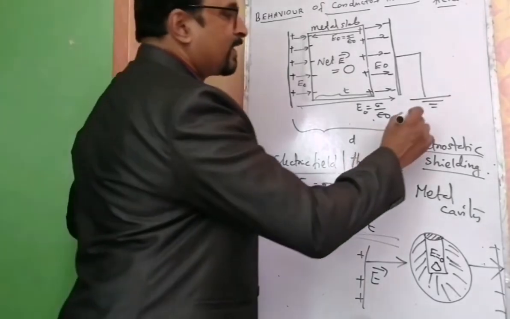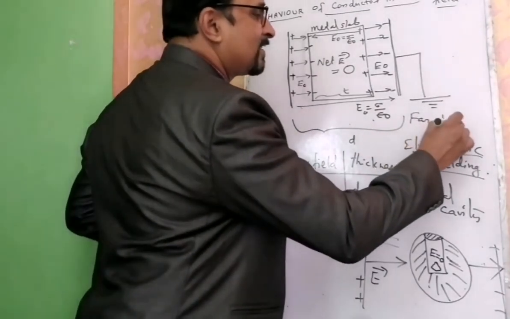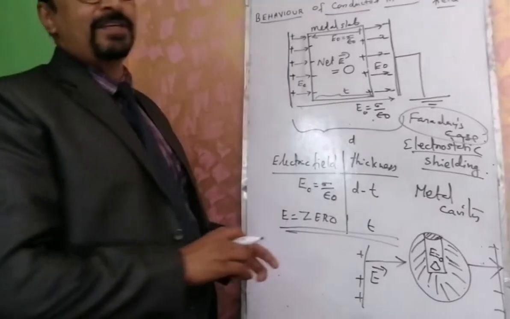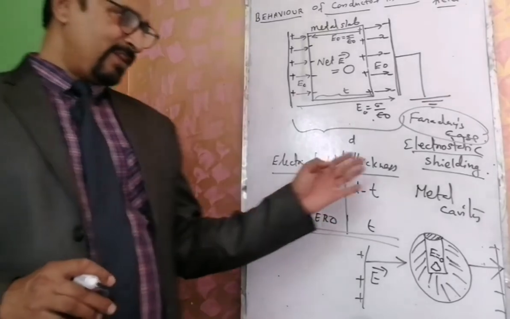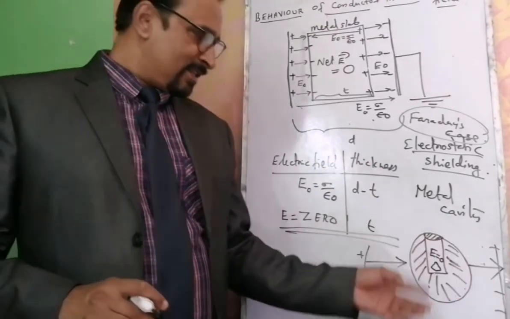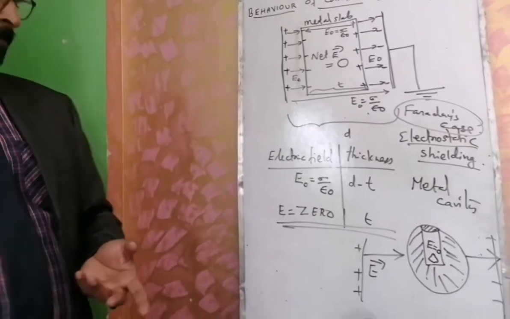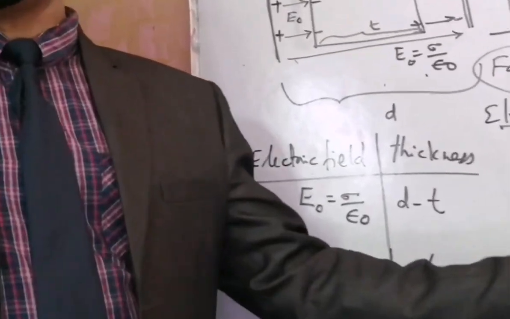Or we are using the term Faraday's cage for the same concept, for this metal cavity in which the electric field is 0. Meaning this is behaving as a cage where electric field is not there. So you can protect the devices from external electric field.